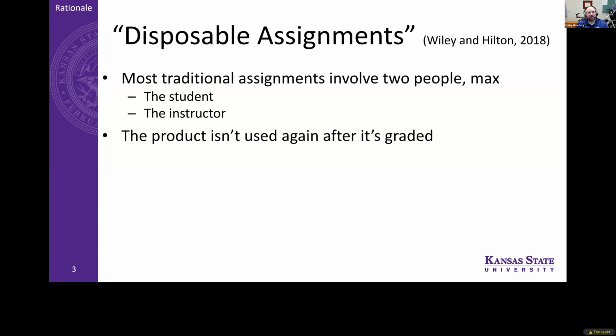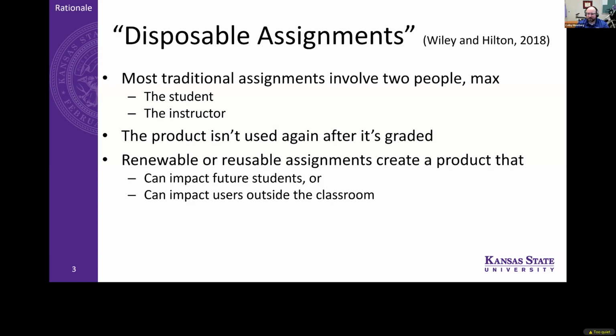But the drawback of these is that there's a lot of wasted effort, you could say. There's all this effort that goes into a single product that never sees the light of day again. And I think that makes these assignments not feel as useful or valuable to the students. And I think there's ways that we can improve that. The counter option to these would be what we call renewable or reusable assignments. These are assignments where the students create a product, and that product can have an impact for future students, or it can impact users outside the classroom. So it could be the general public, it could be students in other courses, it could be any sort of audience you can think of.